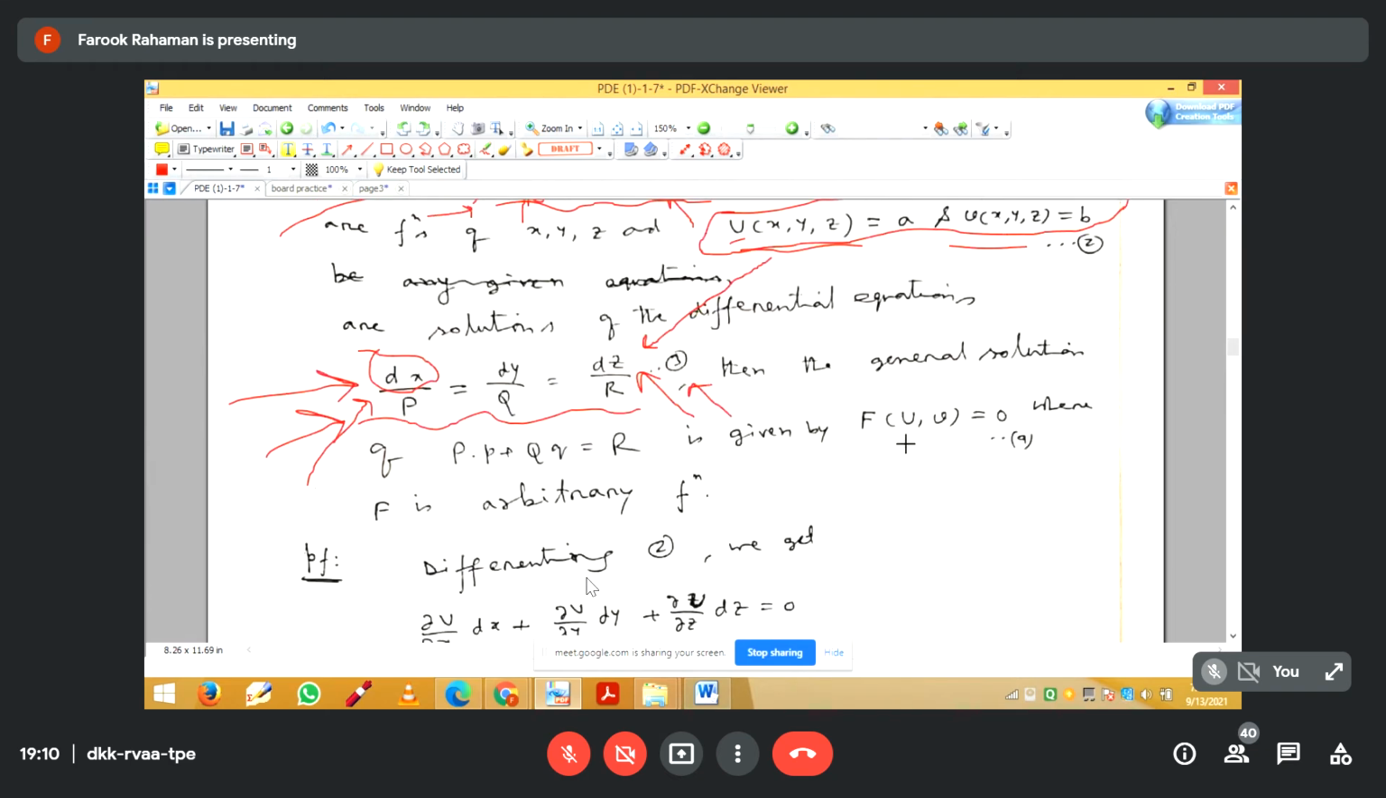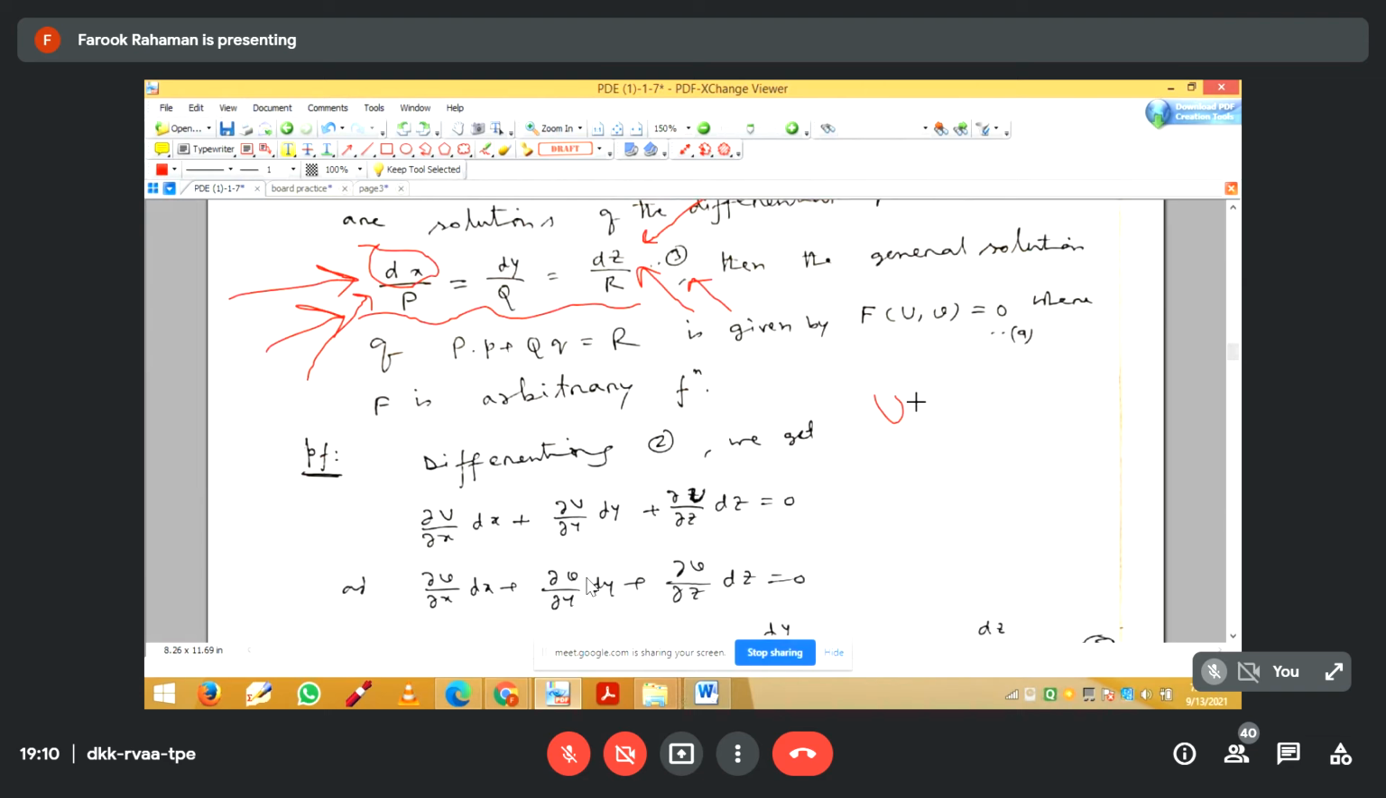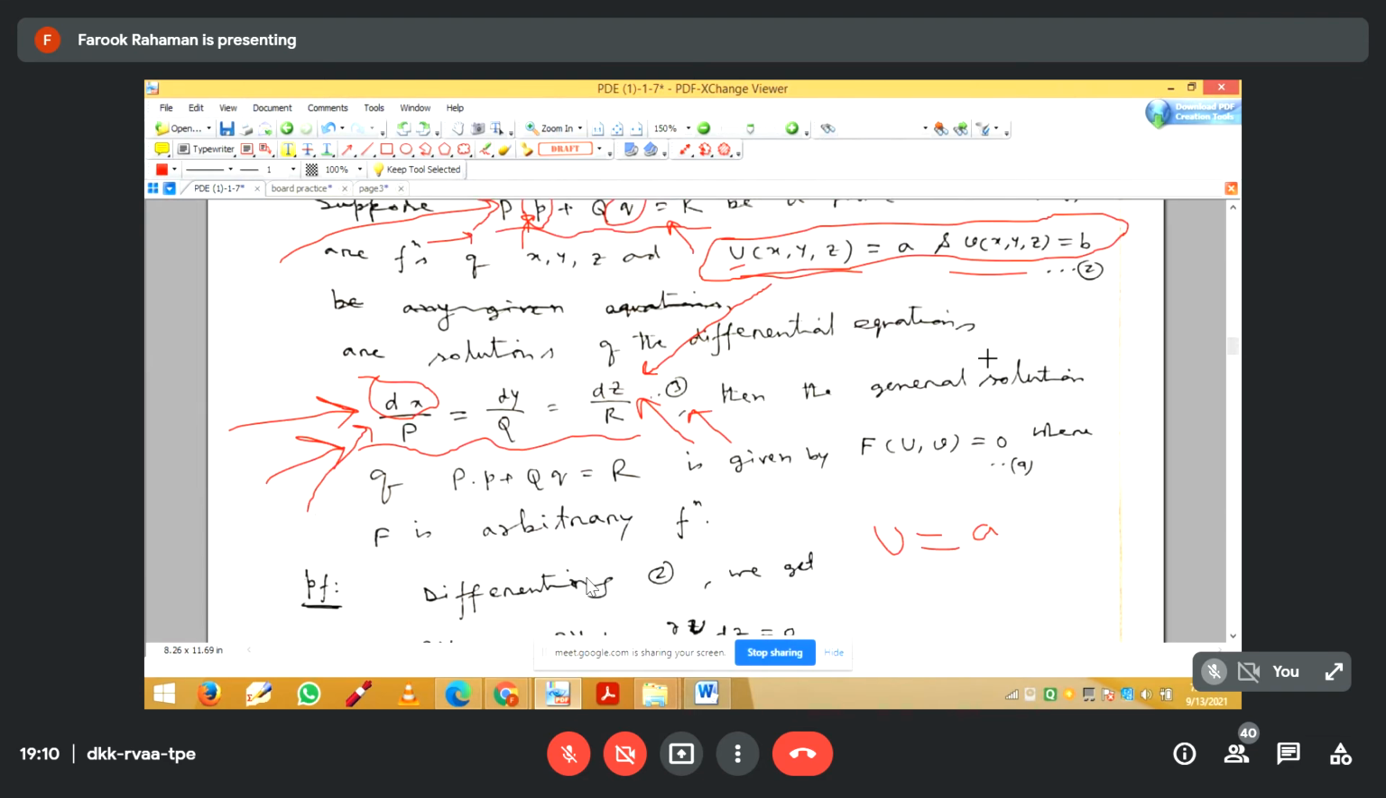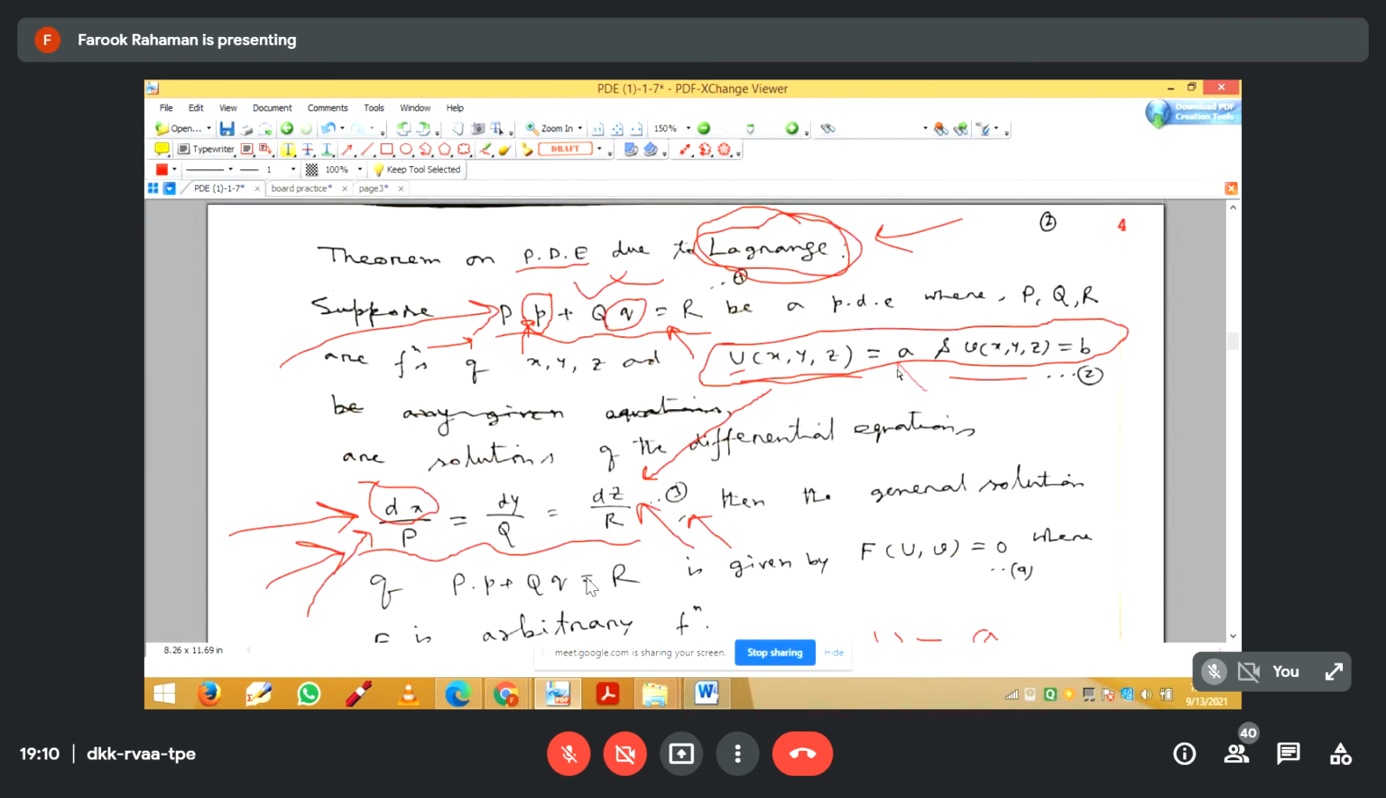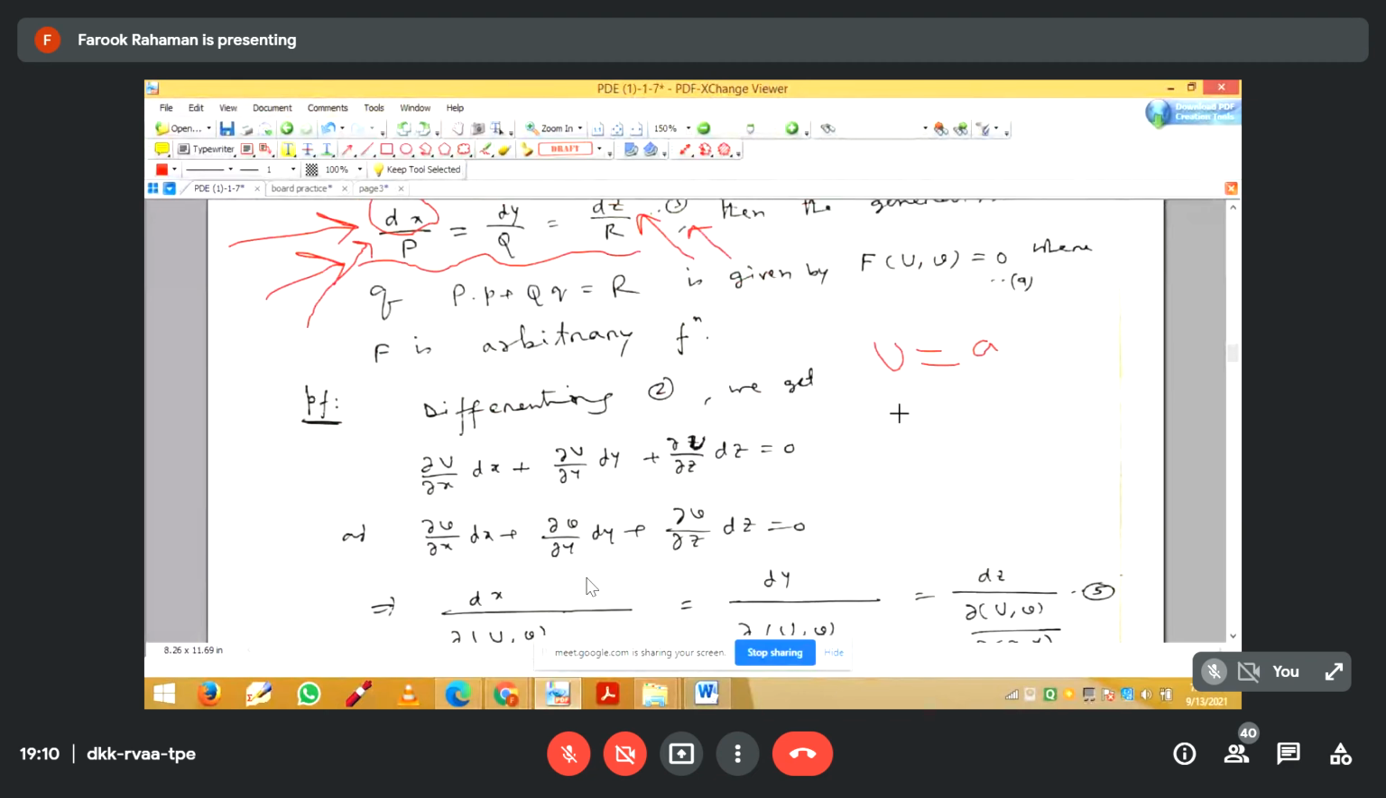Suppose u equal to a. This is a given solution. Okay, u is a function of x and y and z. So what is del u? Del u equal to 0, because the right hand side a is a constant. Now what is du? We have to use the chain rule. This is the chain rule. Any objection? Do you follow? Okay, good.